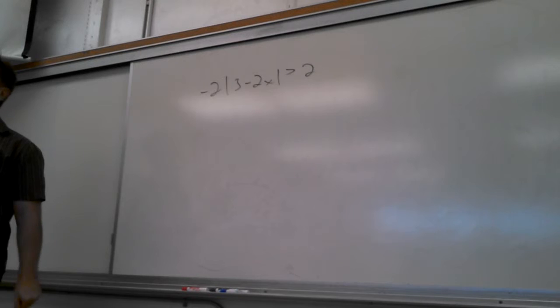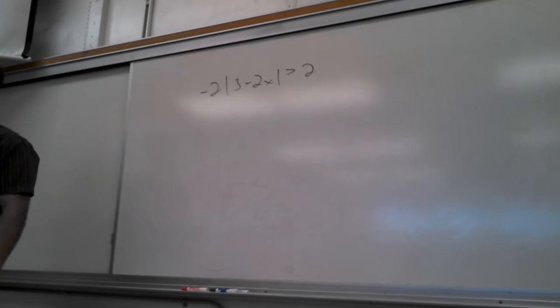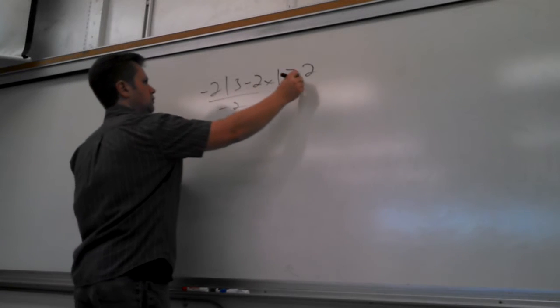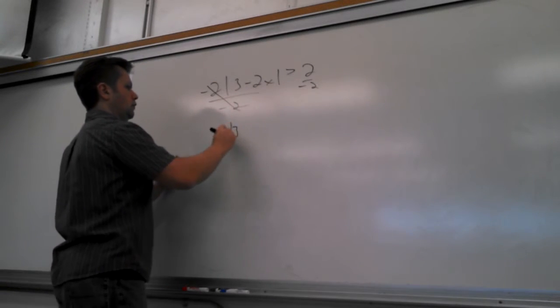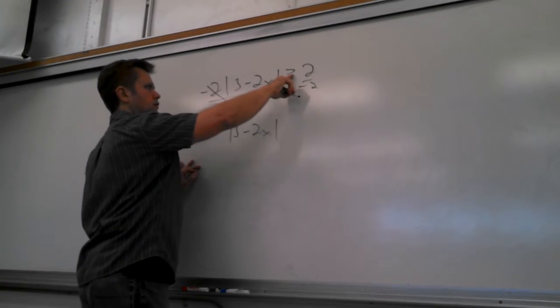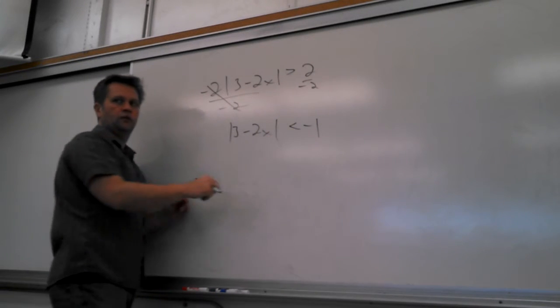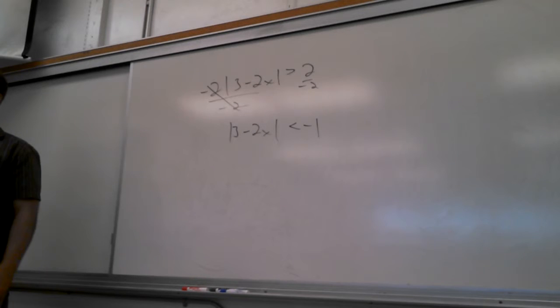I have to get the absolute value by itself first. Equations, inequalities. So when I divide by -2, what happens to the sign? It flips. Is it possible for an absolute value to be less than a negative number? No. That's why there's no solution, right?